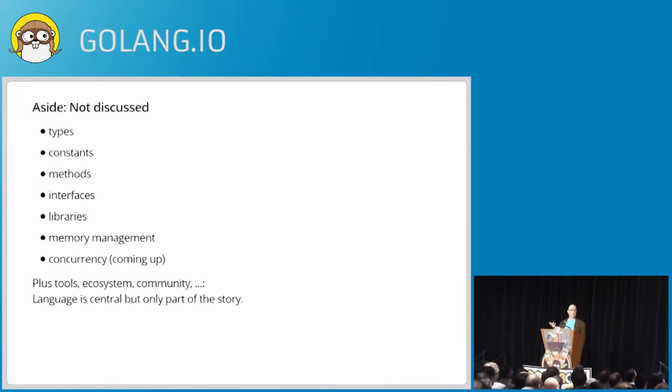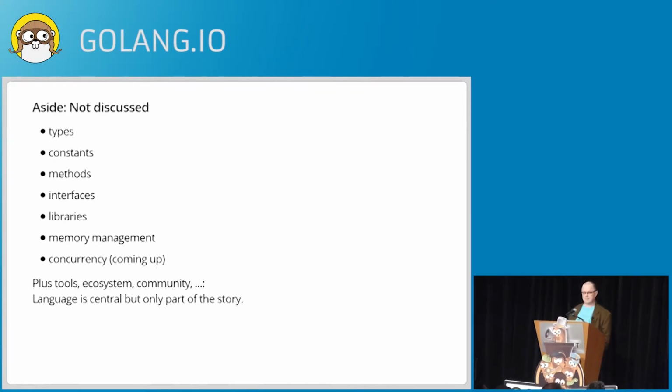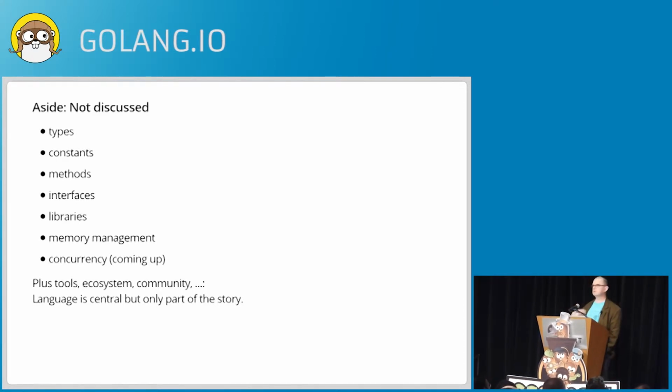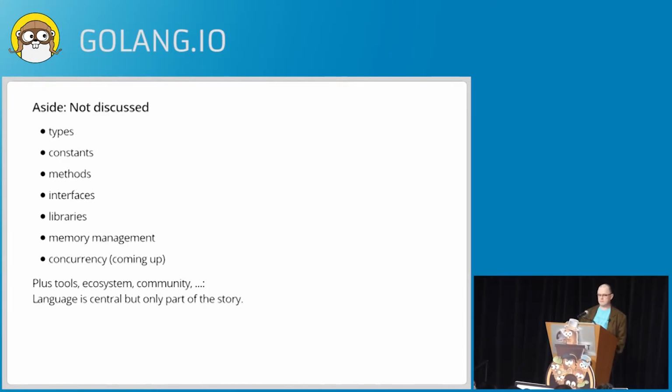It was garbage collected from day one. We never considered any other option. Concurrency, of course, which is coming up. And then there's the various tools, the ecosystem, the community, the outside world, the ecosystem that develops around that.